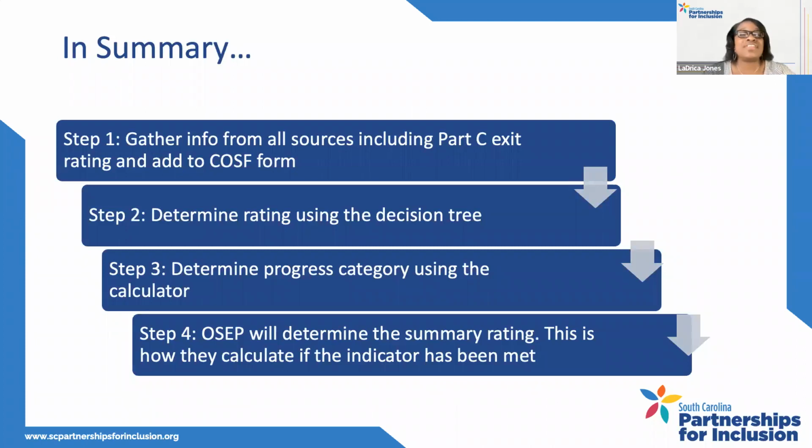In summary, out of everything I've just gone through, this is the summary statement. This is everything that has to happen to make sure that you're meeting indicator 7. Step 1 is to gather information from all sources, including Part C, their exit rating, and add it to that COSF form, the Child Outcome Summary form. Step 2 is to determine the rating using that decision tree. Again, that link is in the chat box. In step 3, you can determine your progress category using the calculator. OSEP will determine the summary rating. This is how they calculate if the indicator has been met. Please remember, steps 1 and 2 occur during the entry, and steps 1 through 4 occur during the exit.